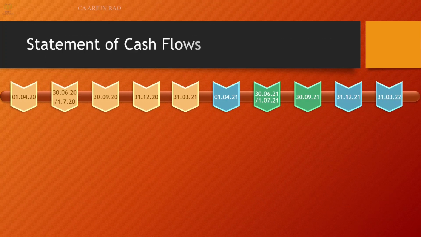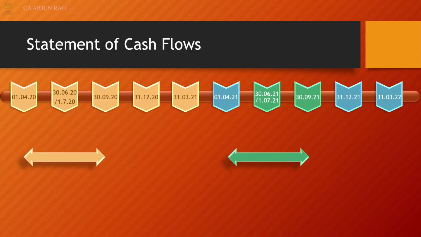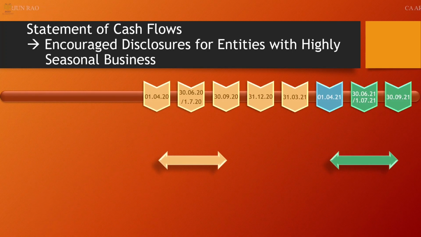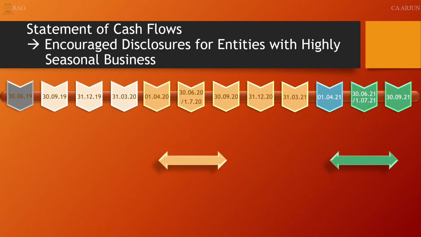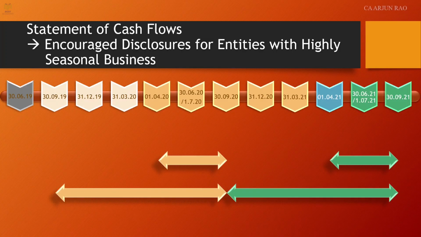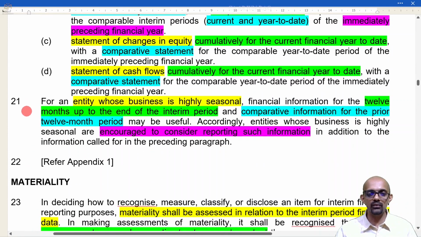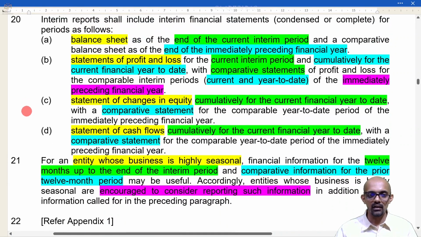Similarly, cash flows is very similar to the statement of changes in equity, year to date. Okay, for the interim period, it will be 1/4 to 30/9 and comparative for the previous year. If it is a seasonal business, additionally for 1 year ending at the end of the current quarter. So it will be 30/9/20 to 30/9/21 and the corresponding period for the previous year. So this is for entities whose business is seasonal, it is only encouraged, it is not mandatory. So mandatory is only as per para 20.